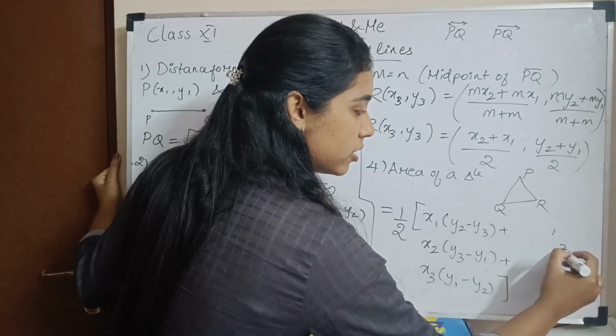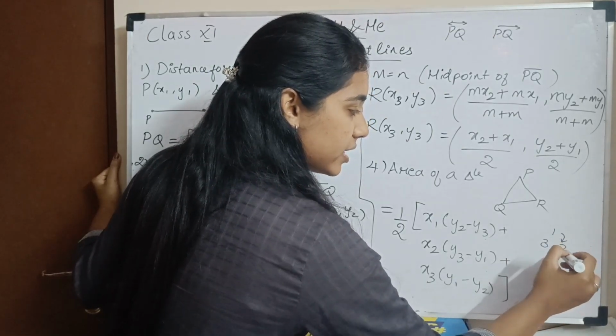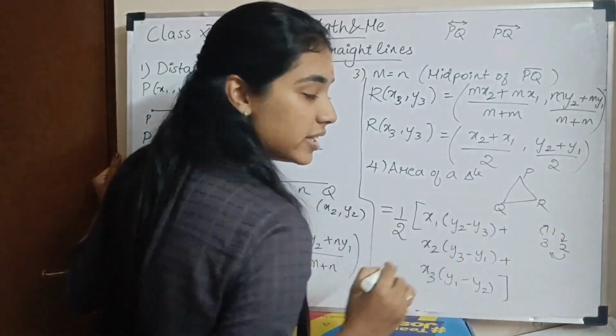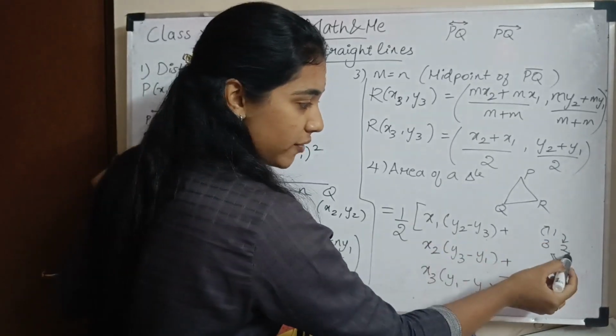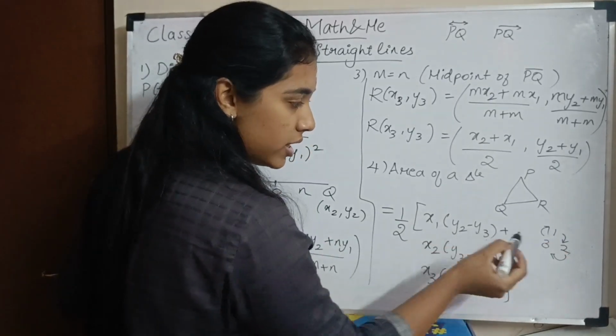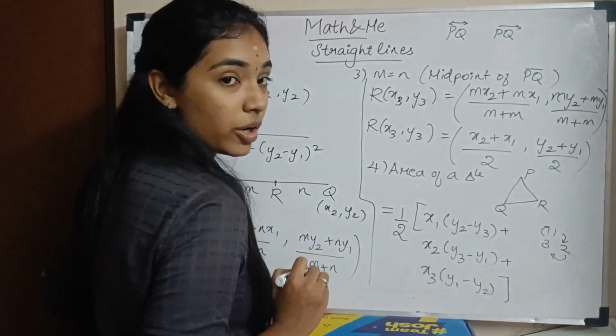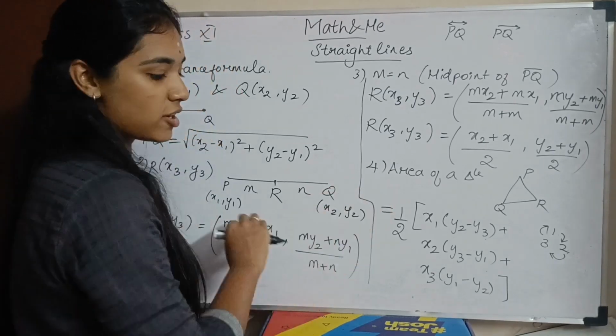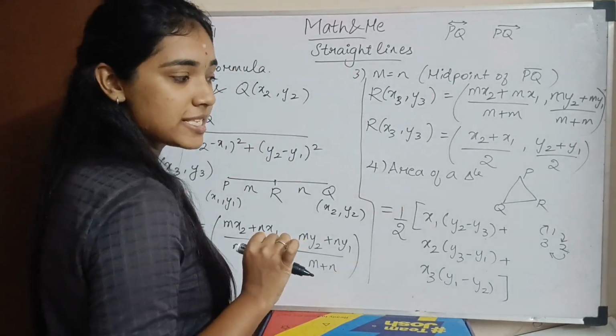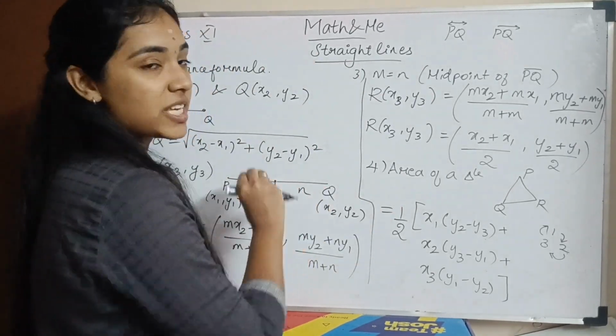So when you have 1, 2, 3, it will only go around. So you have 1, 2, 3, 1, 2, 3. You have 2, 3, 1, 2, 3, 1, and you have 3, 1, 2, 3, 1, 2. This is how you can easily remember the area of a triangle formula. Okay. So these are all the 4 consolidated formulas, and we'll see some examples using these formulas.